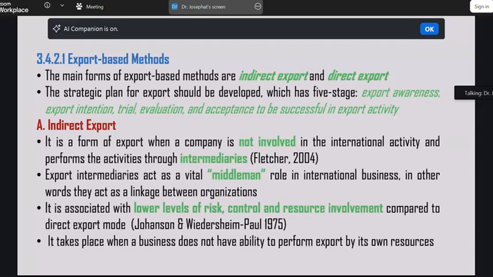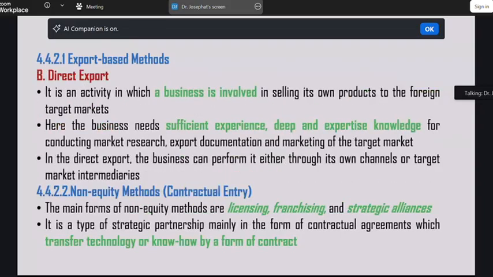So Chinese companies are doing indirect export to Tanzania through intermediaries who are Tanzanians, who know the regulations, government regulation of Tanzanians. So that's one. So direct export is an activity in which a business is involved in selling its own product to the foreign market directly. That means you are going to sell your product to a foreign market directly, not through intermediaries.